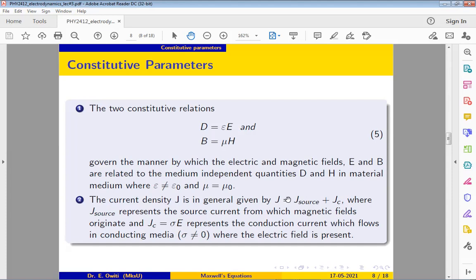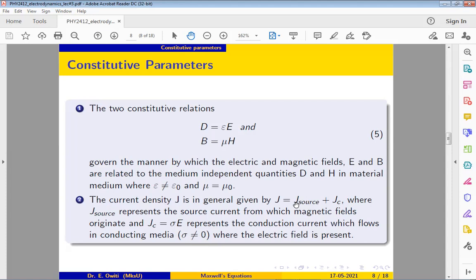Sometimes what is being said here is that you can have a Maxwell's equation expressed with only two terms. For example, Ampere's law can have two terms on the right, or it can have only one term on the right. That depends on whether J has J source plus J C, or it is basically J equals J C. It depends on whether the conductivity is 0 or not. If this conductivity is 0, then you will have J being equal to only J source. But if the conductivity, written with the symbol sigma, is not 0, then J will have two terms.